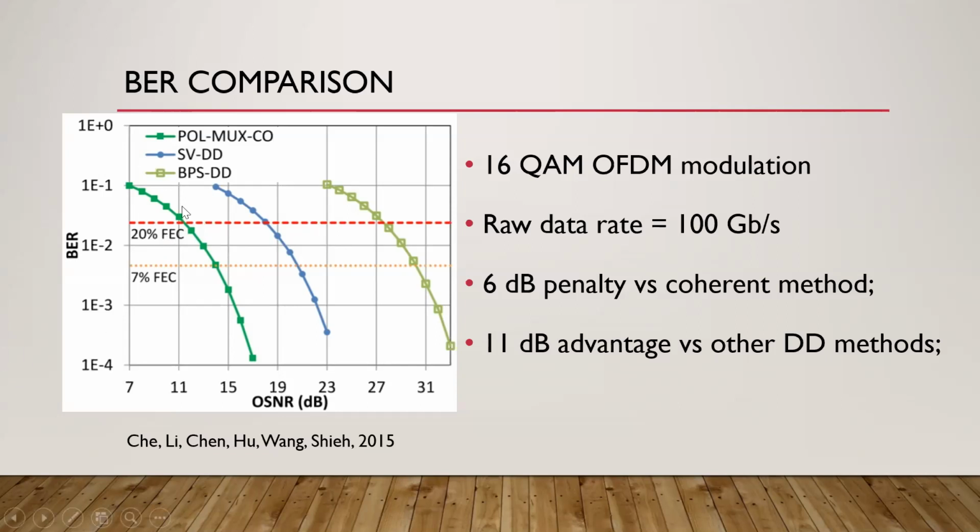The point of this really is to see that in terms of the signal to noise ratio required for a given bit error rate, the Stokes vector direct detection lags the coherent detection systems by about 6 decibels, but it's significantly ahead of what represents some of the best of the other direct detection systems.